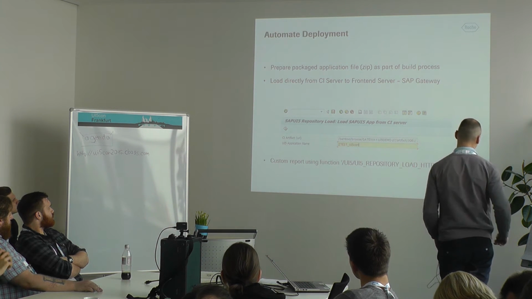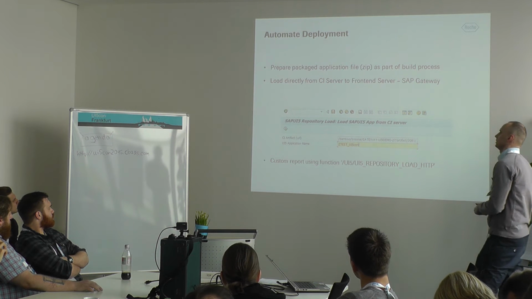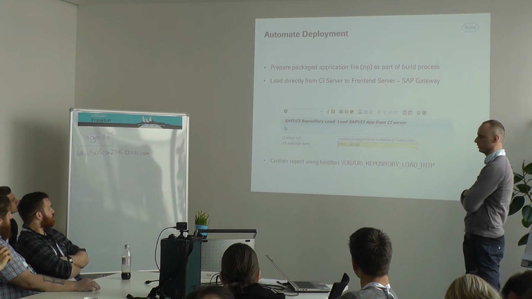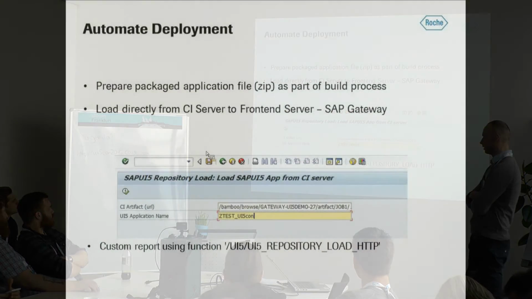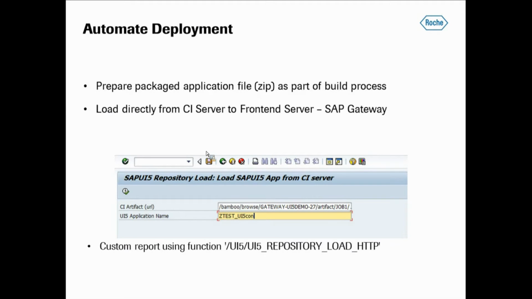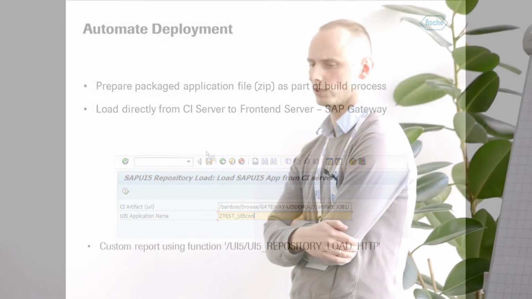Okay, so the deployment, that's the last step of the continuous integration workflow. So the continuous integration server, after all the checks, after all the minification, when the build is marked as good, it's creating a zip file and publishing it to the artifact repository. And from there, the packaged application can be directly uploaded to our ABAP frontend server.